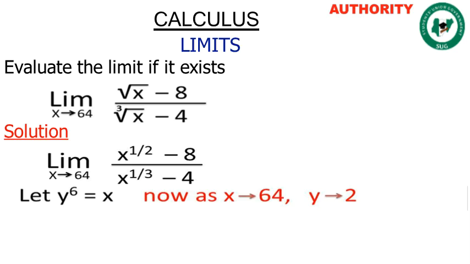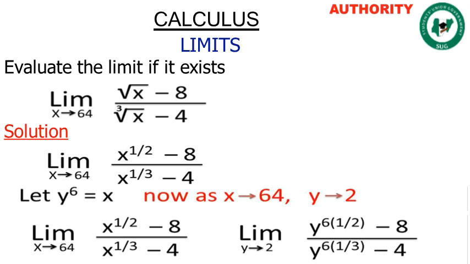Now let me show you what we want to do. We are going to replace x with y raised to power 6, and as we replace x with y raised to power 6, y will now approach 2. Okay, now let me show you. We'll have the limit as x approaches 64 of x raised to power 1 over 2 minus 8, all over x raised to power 1 over 3 minus 4, is equal to the limit as y approaches 2. Anywhere we see x, we are going to replace it with y raised to power 6.